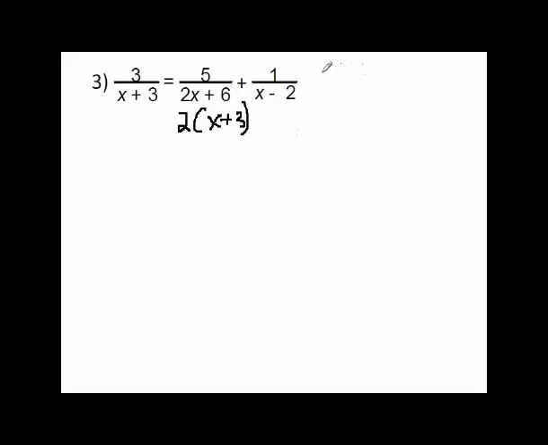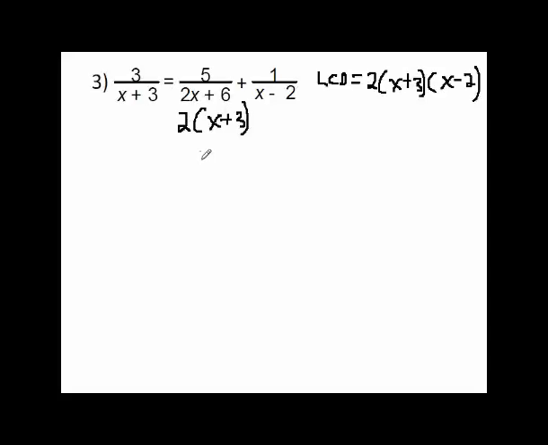So our LCD, what will divide into everything? Well, first of all, you need a 2 times x plus 3, because that's necessary to divide into this fraction. But you also need the x minus 2. So this is actually the least common denominator. You have to multiply this whole thing by every term, because the x minus 2 is necessary to cancel out this, the x plus 3 is necessary to cancel out with this, and the 2 is necessary to cancel out with this.